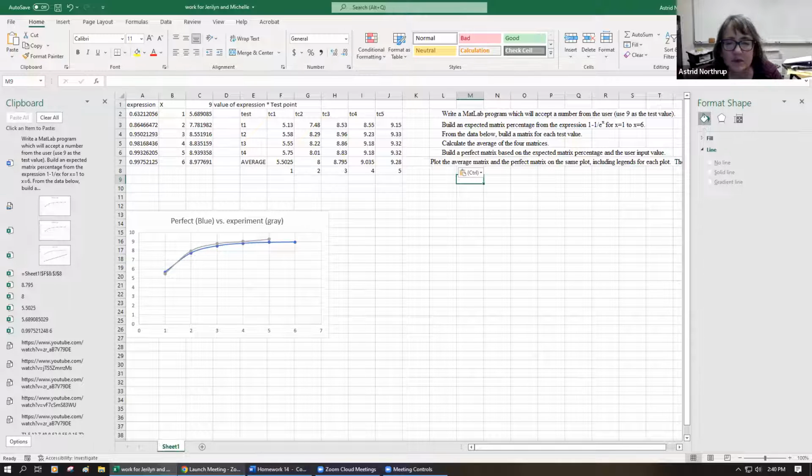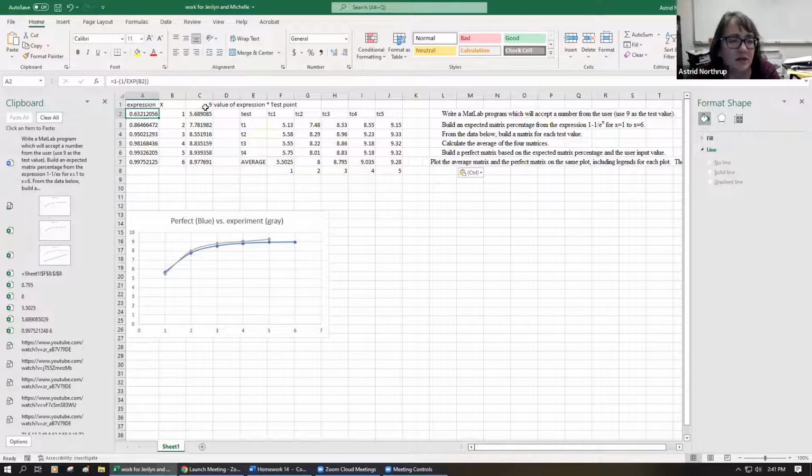So what he means when he says build a perfect matrix based on the expected matrix percent and the user input value is this formula, which is 1 minus 1 divided by e to the x. That's where this expression is, and you can see what the equation looks like in Excel. It will look similar in MATLAB, but I'm not exactly sure how it would be. But here's the value when I plug in 1 and 2 all the way down to 6, okay?